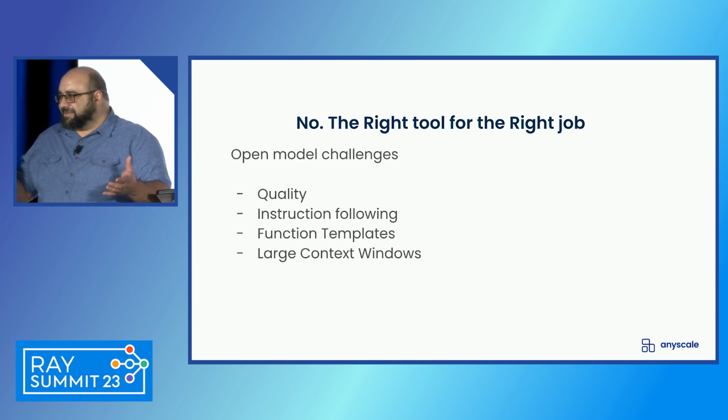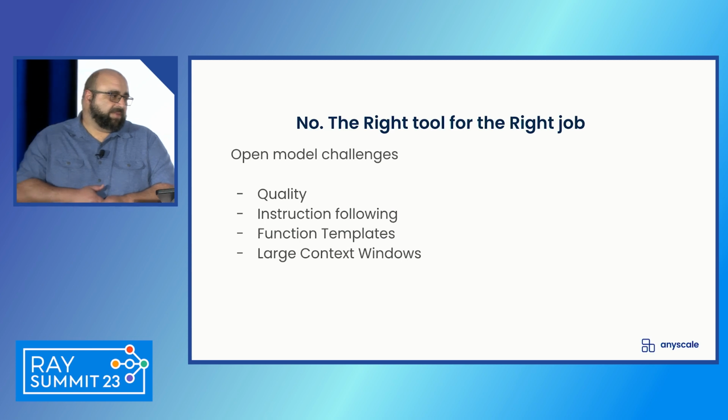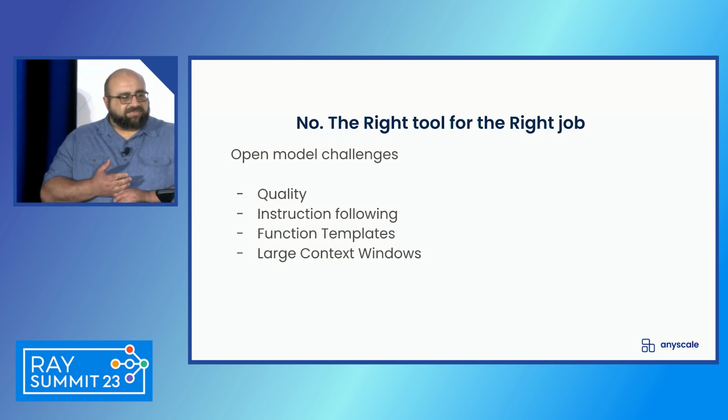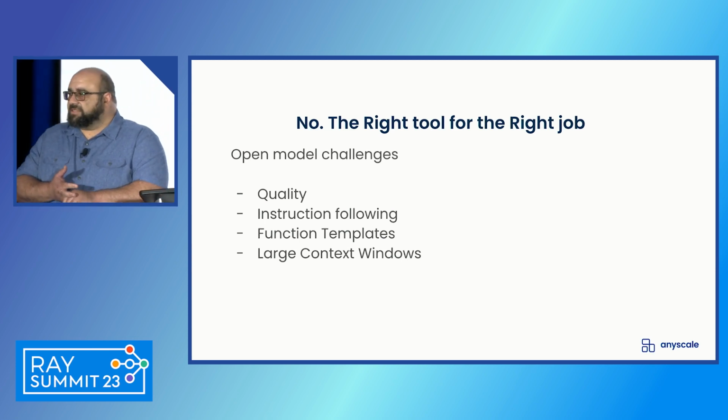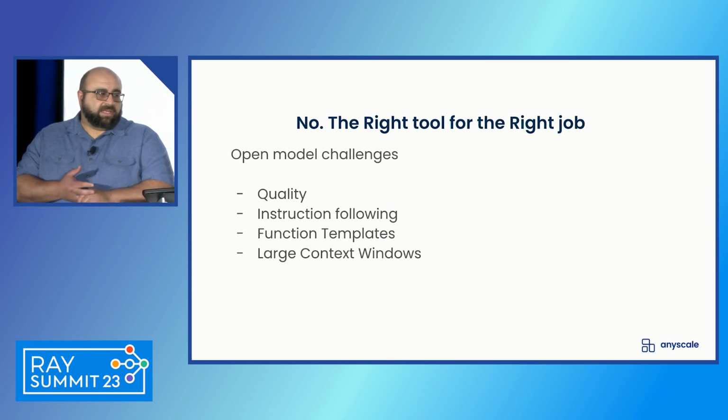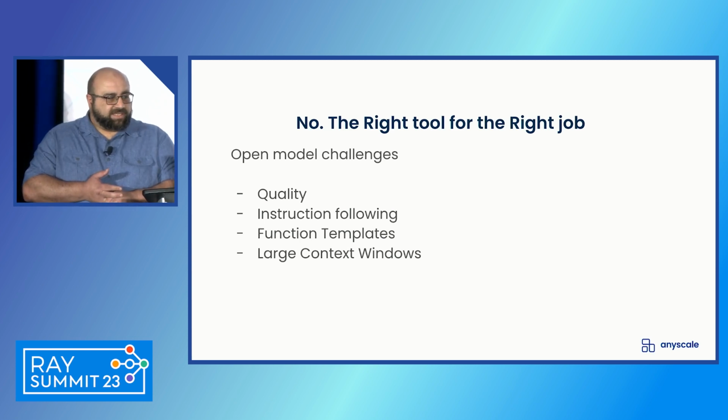The great thing about living in the world we live in is we have lots of different options, and that gives us more flexibility to solve the problems that our users need solved. And there are 4 challenges that I'm going to talk about currently with using open source LLMs. The first one is quality. The second one is instruction following, and then function templates and large context windows.